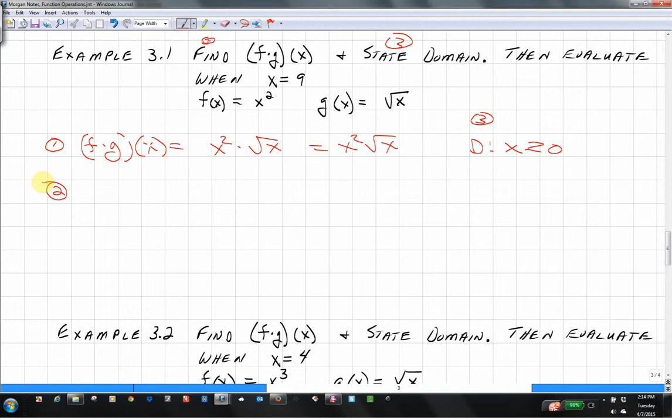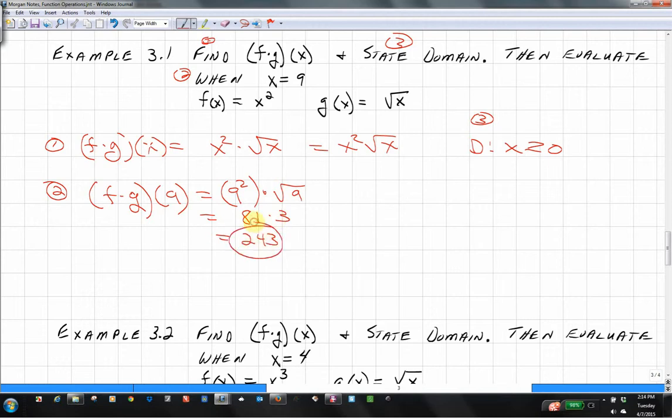Okay, let's do the next part, 2. That would be evaluating it when x is equal to 9. So I'm going to put f multiplied by g, evaluated at 9. That's going to be putting the 9 into this x, would be 9 squared, times the square root, putting 9 into the other x. That would be equal to 9 squared is 81. The square root of 9 is 3. So that would be 243. And I already did the domain.